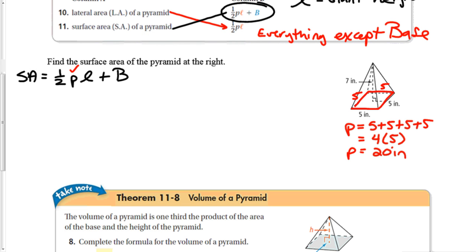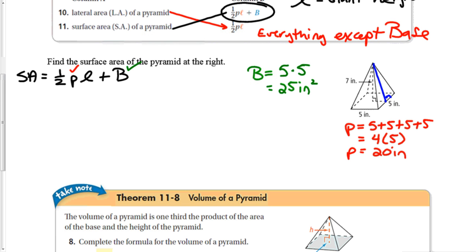L is my slant height. I'm going to erase what I have in my diagram. And my slant height is not here. My slant height, I'm going to draw in blue. It's right here. So I don't have my slant height. I've got to find that. So let's move on to B and see if we can find B. B is the area of the base. And so B is going to be 5 times 5. And that's going to be 25 inches squared. So I have my B. Let's go ahead and work on finding my slant height.